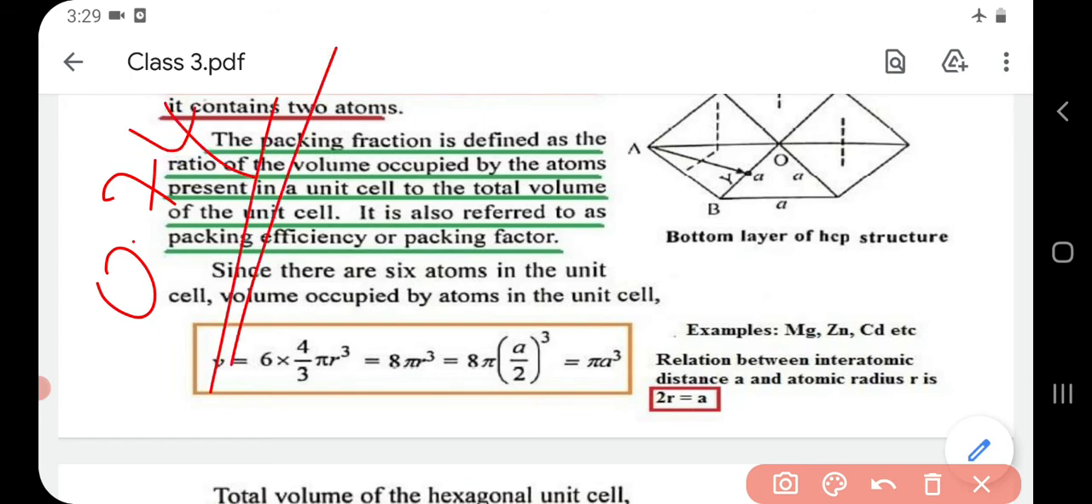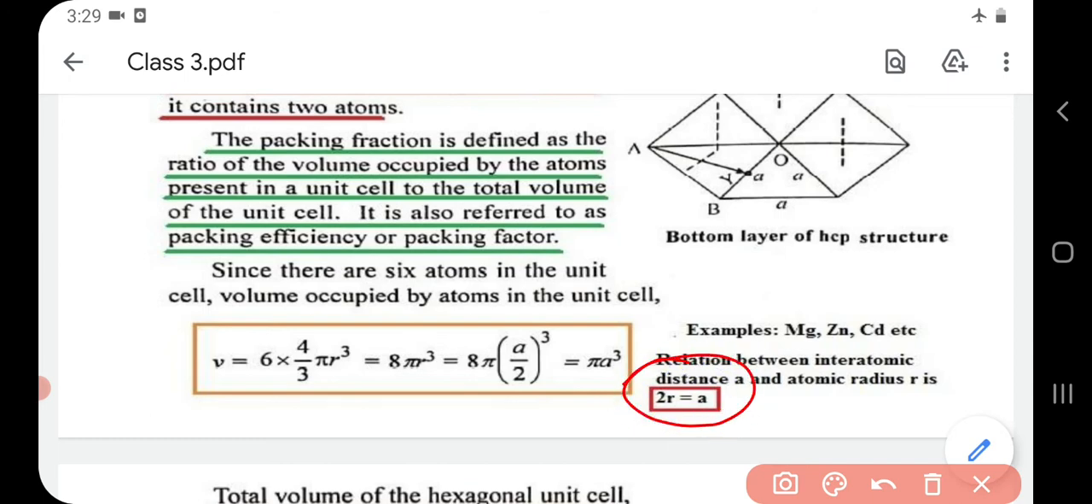Then some examples are magnesium, zinc, cadmium. Then the relation between the interatomic distance A and atomic radius R in the case of HCP structure is 2R equal to A, or A equal to 2R.